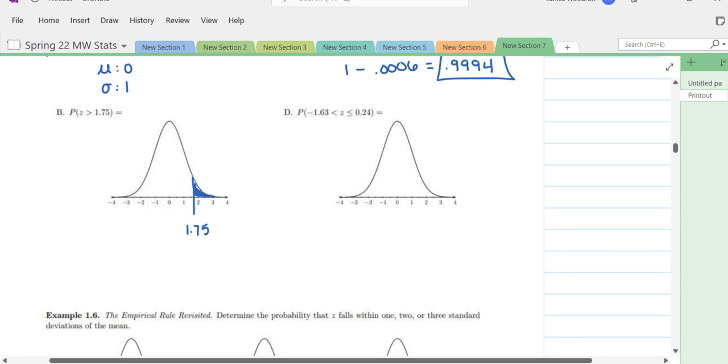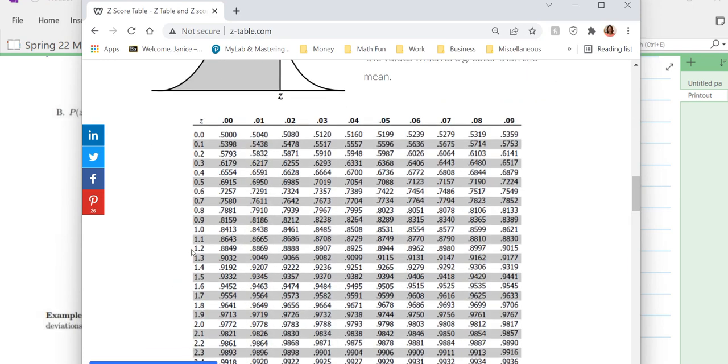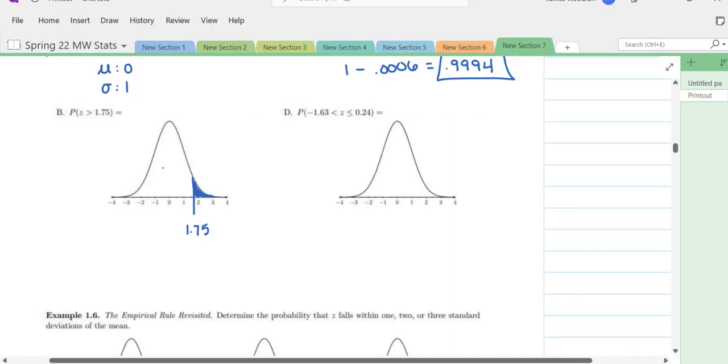So if I want to look this up in the table, it's going to give me the value on the left of this. So let me see here what that would be. So 1.75 in the table is 0.9599. Okay, so that's this, which means the area shaded in blue is 1 minus 0.9599, which is 0.0401.